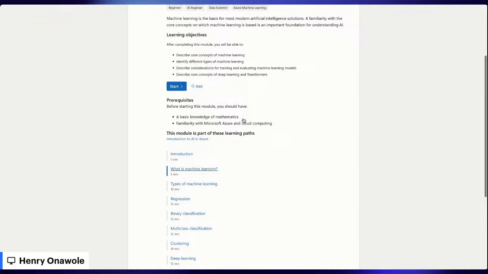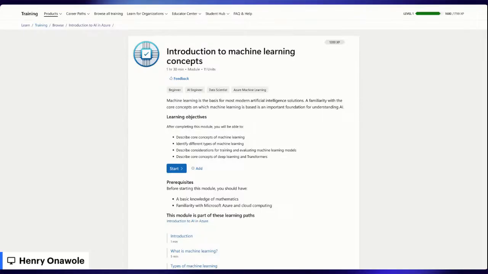Machine learning is the basis for most modern artificial intelligence solutions. A familiarity with the core concepts on which machine learning is based is an important foundation for understanding AI. Then, what are the learning objectives? After completing this module, you'll be able to describe the core concepts of machine learning. You'll be able to identify the different types of machine learning, and you'll be able to describe considerations for training and evaluating machine learning models. And you'll be able to describe core concepts of deep learning and transformers.